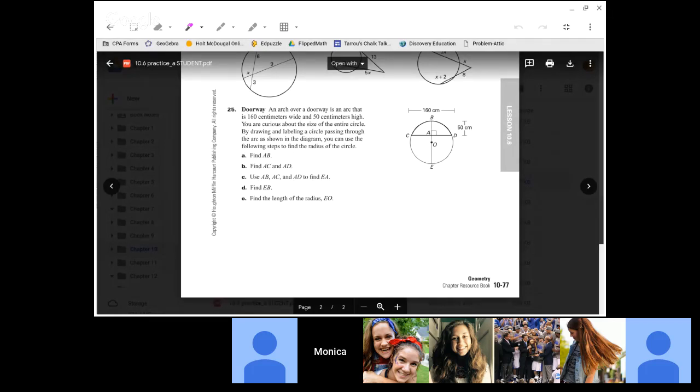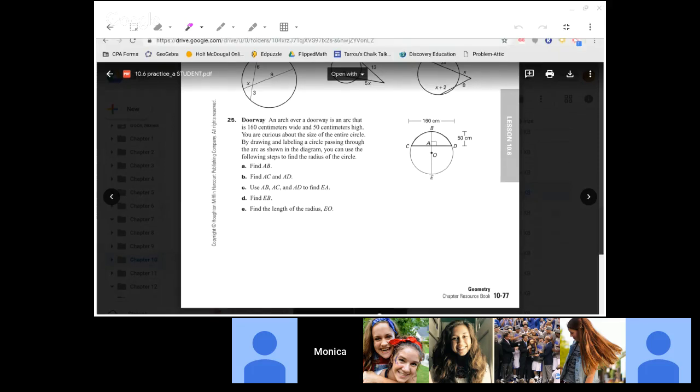So if we look at 25, the first thing it tells you to do is to find AB. Well, when we look at that diagram, is the length of AB already labeled? Okay. And then same thing for B, AC and AD. You can figure those two out, right?